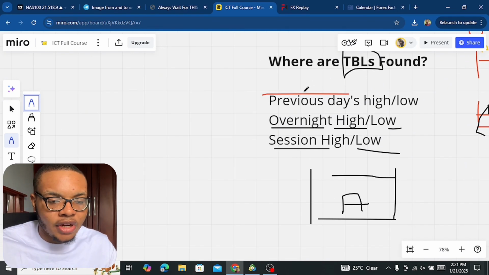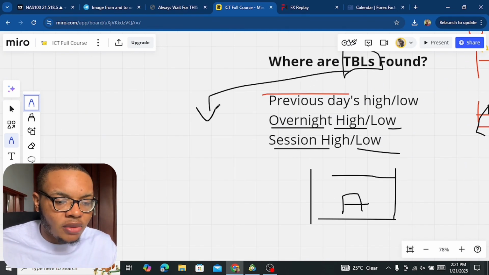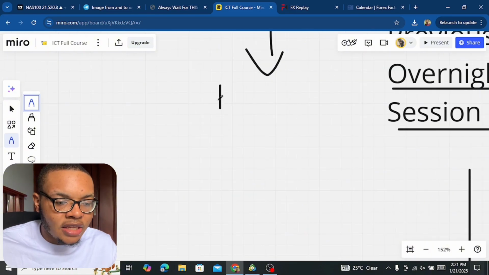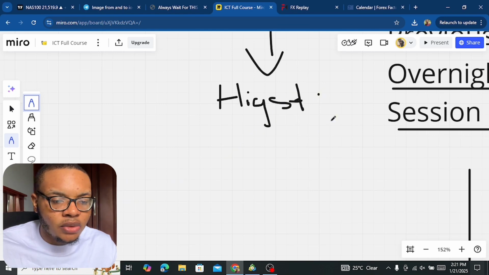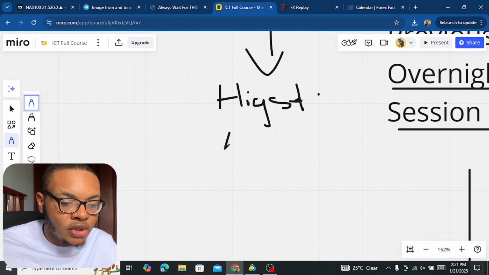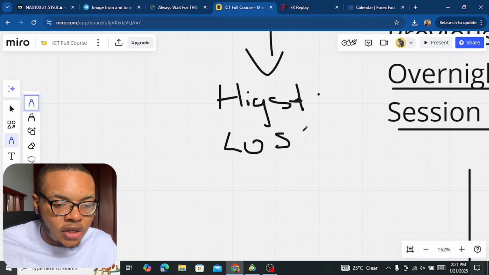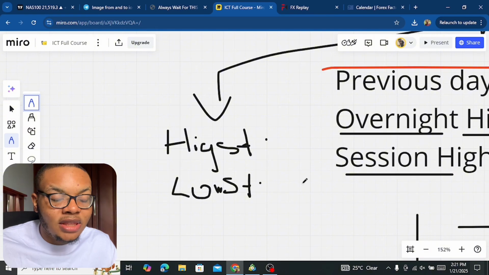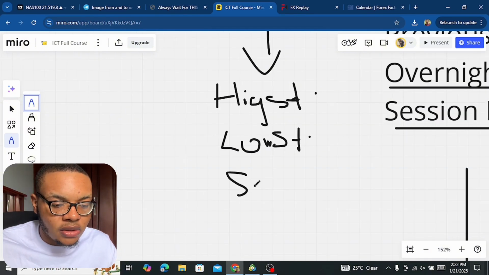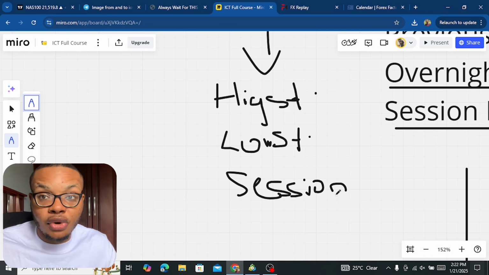Before I go, let me do a recap. TBLs are found at the highest points, let's put it like that, the highest point, that's not spelled correctly, but I don't want to type it in full. Highest points or the lowest point within sessions, or periods.